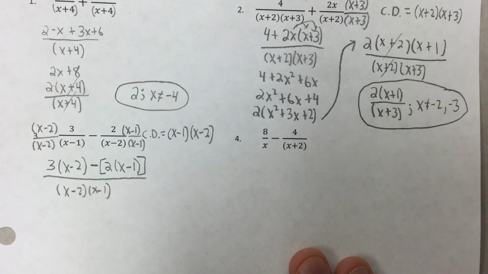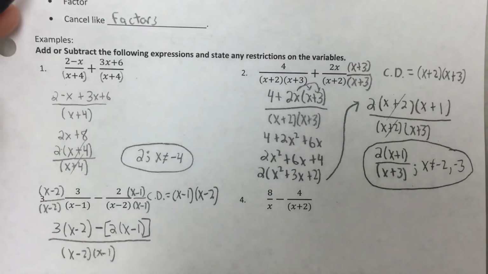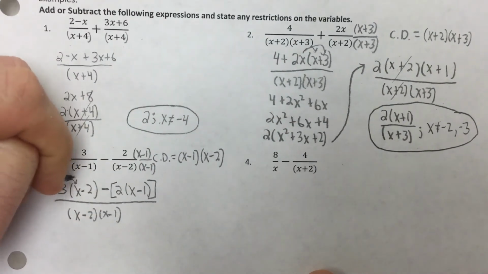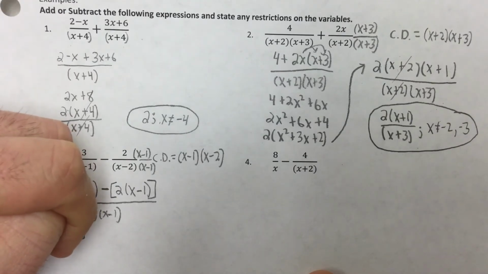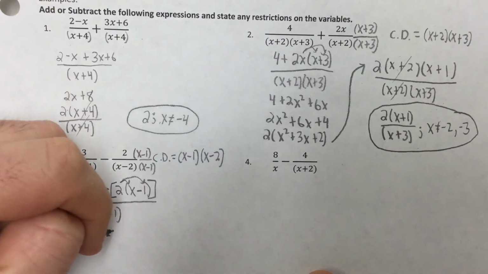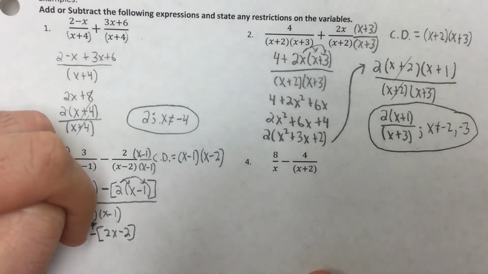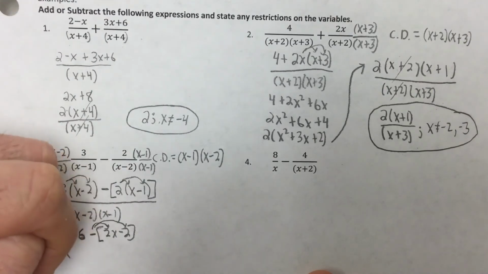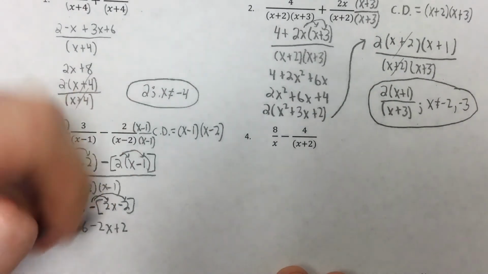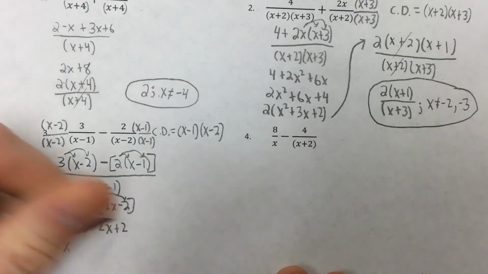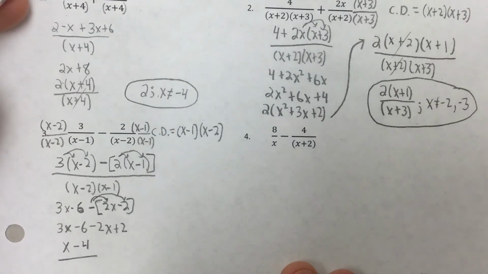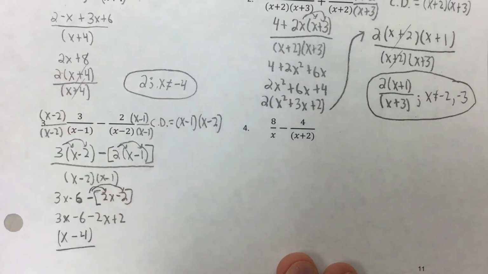So now we go to the fun part of simplifying. Again, I'm only worrying about my numerator for right now. So I use the brackets for subtracting. Now I'm going to FOIL or distribute. 3x minus 6 minus, and distribute the 2, 2x minus 2. And then I still have to distribute this negative sign through. So I'll be left with 3x minus 6 minus 2x plus 2, which would give me 3x minus 2x is x, negative 6 plus 2 is negative 4. I cannot factor that any further, so I'm finished in terms of factoring or simplifying the numerator.